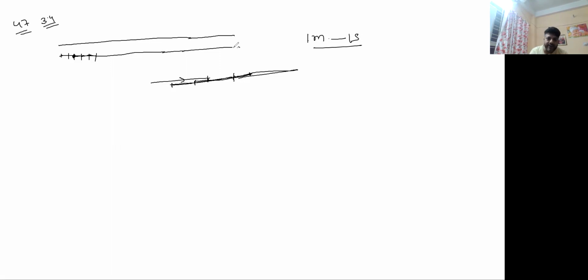Far away there is a pit, which is 13 meters from the starting point. Determine graphically and otherwise how long the drunkard takes to fall into a pit 13 meters away from the start. So this is my start point.